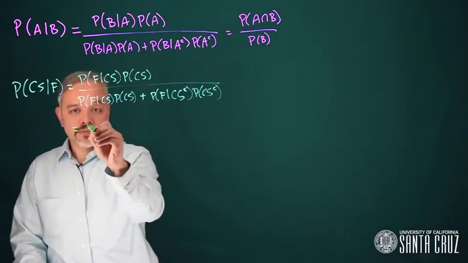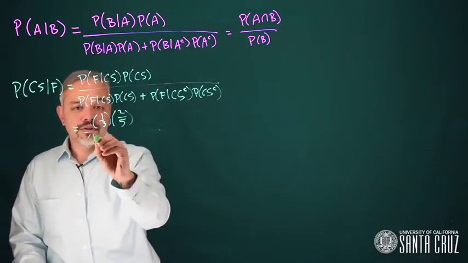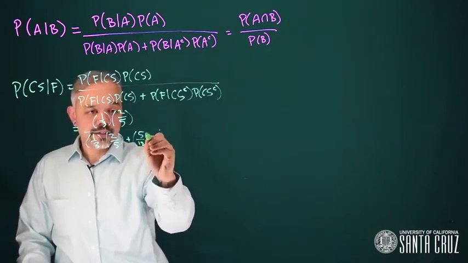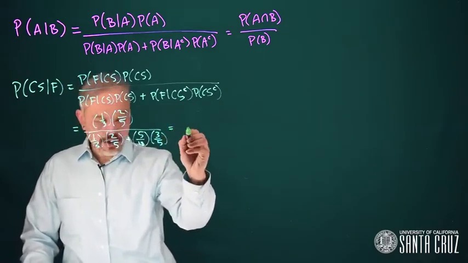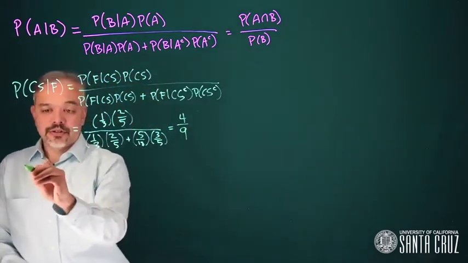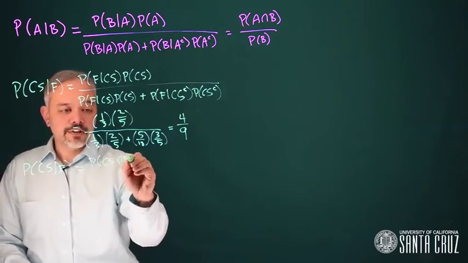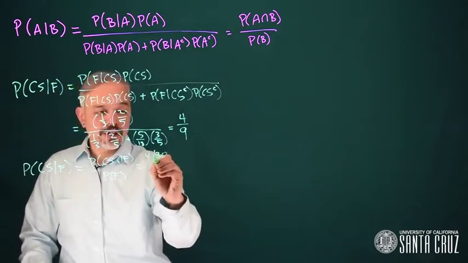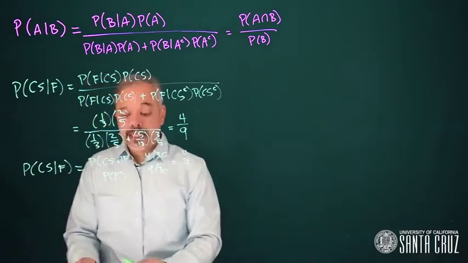Plugging in the numbers, we get 1/3 times 2/5 over 1/3 times 2/5 plus 5/18 times 3/5. Working this all out, this ends up as 4/9. We can compare this to the direct answer. Probability of computer science given female, if we were to compute this as probability of computer science and female divided by the probability of female, that one would have worked out to be 4/30 over 9/30, which gives us the same 4/9. In this case, it's straightforward to get the answer either way.